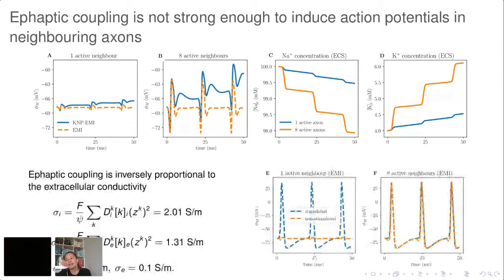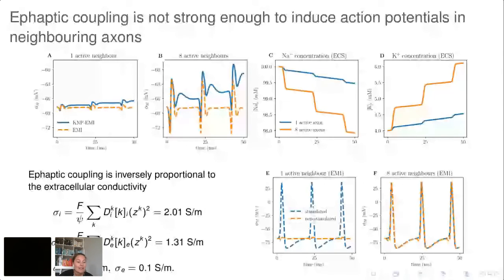As the ephaptic coupling is inversely proportional to the extracellular conductivity, the conductivity is an interesting parameter here that we wanted to explore a bit further. In the KNP EMI framework, the conductivity is a function of the diffusion coefficients and the ion concentrations, whereas in the EMI framework, they are free parameters that you can set as you like. And by using physiological ion concentrations and diffusion coefficients, we get a KNP EMI conductivity of 2.10 Siemens per meter intracellularly and 1.31 extracellularly. And in the EMI framework, these are free parameters, so we can set them lower.